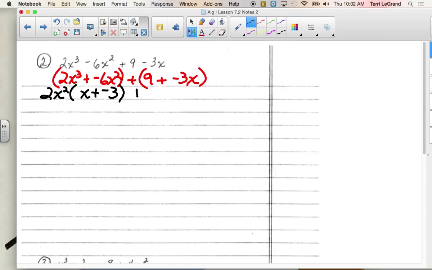Move on to the other group. Right now, it doesn't care about that other group. It's its own group. What do we think the GCF of the next group is? 3. 9 doesn't have any x's with it, so we're not going to be able to take any x's out at all. So, what's 9 divided by 3? What do we get? 3. What do we get if we take negative 3x divided by 3? Negative 1x.